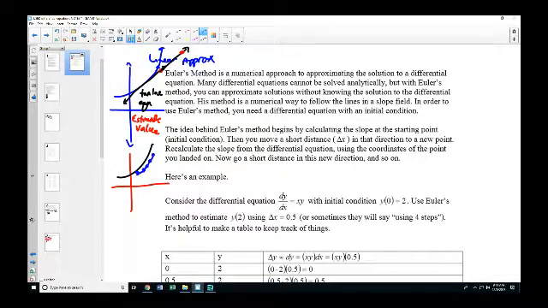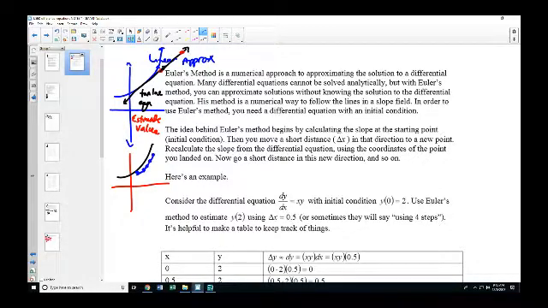Okay. So, to do that, what do you need? You've got the point and the slope, right? And then you need the distance you're going. So let's say this is 1 and you're going to go a half a unit. So at 1.5, what's the new slope?